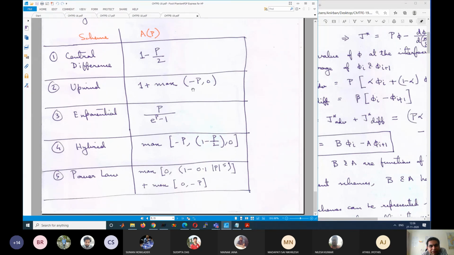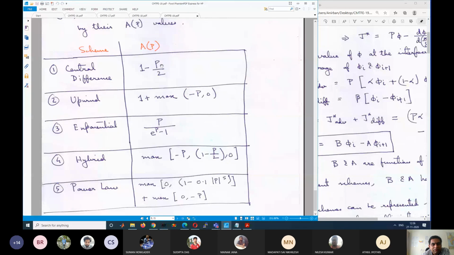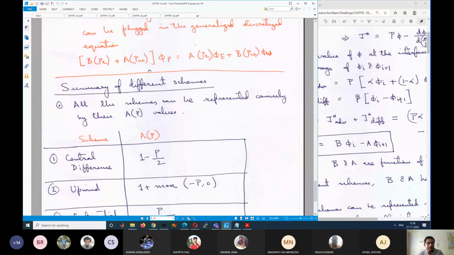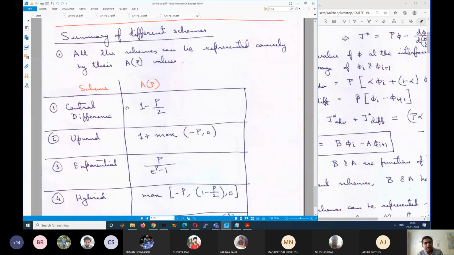For upwind, it is 1 plus max of minus P comma 0. And similarly for exponential, hybrid and power law, there are some forms. This A of P is only valid for the positive direction, but you can calculate for all the other directions based on what we have discussed. We have already derived the coefficients for all the other cases, so you can just check whether this generalized scheme gives the same expression or not.